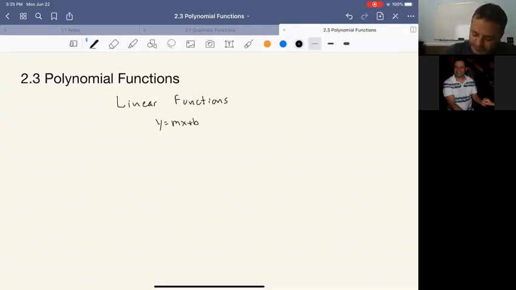We're just going to rewrite this as y equals a sub 1 x plus a sub 0, or a naught. Okay, so that was the first type of function we looked at last week, or whenever you looked at it.